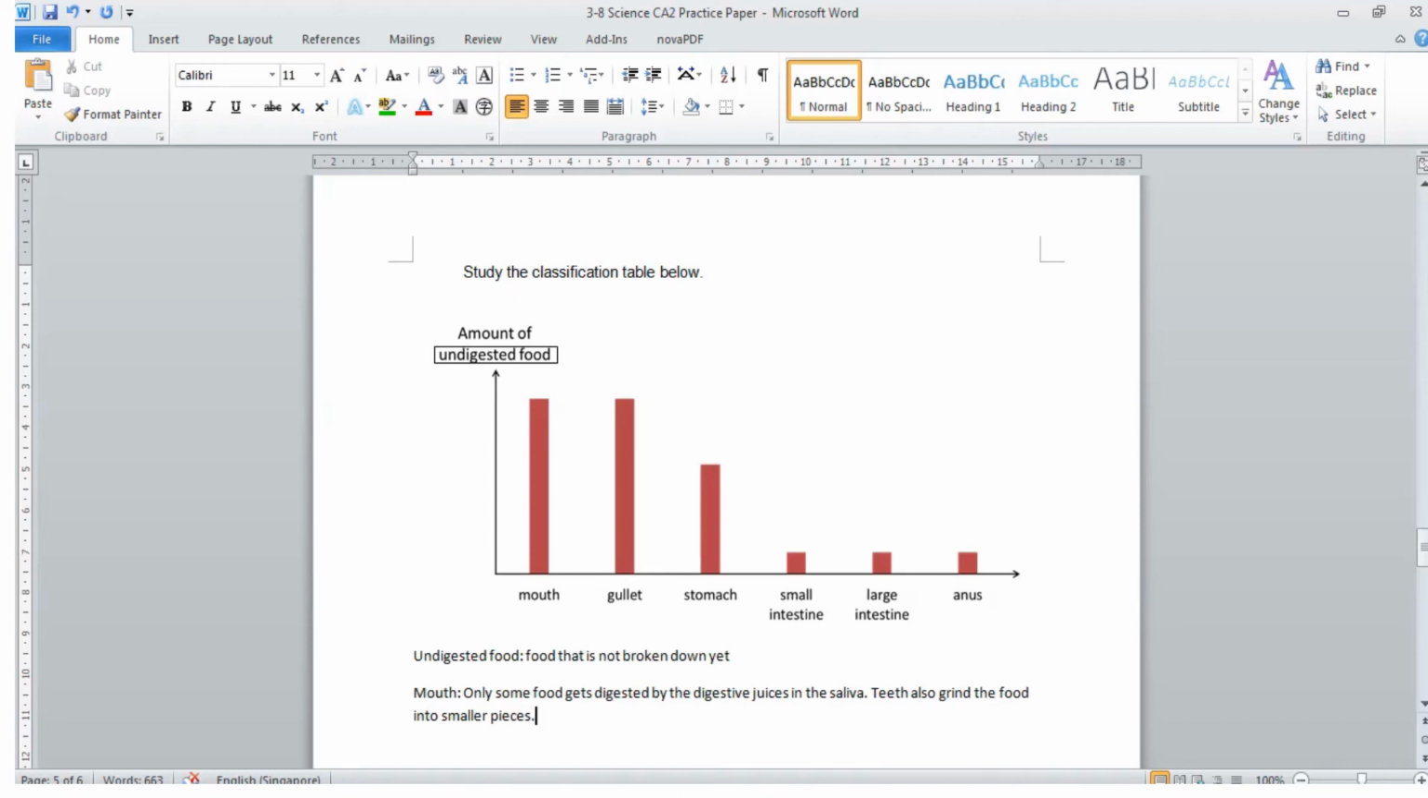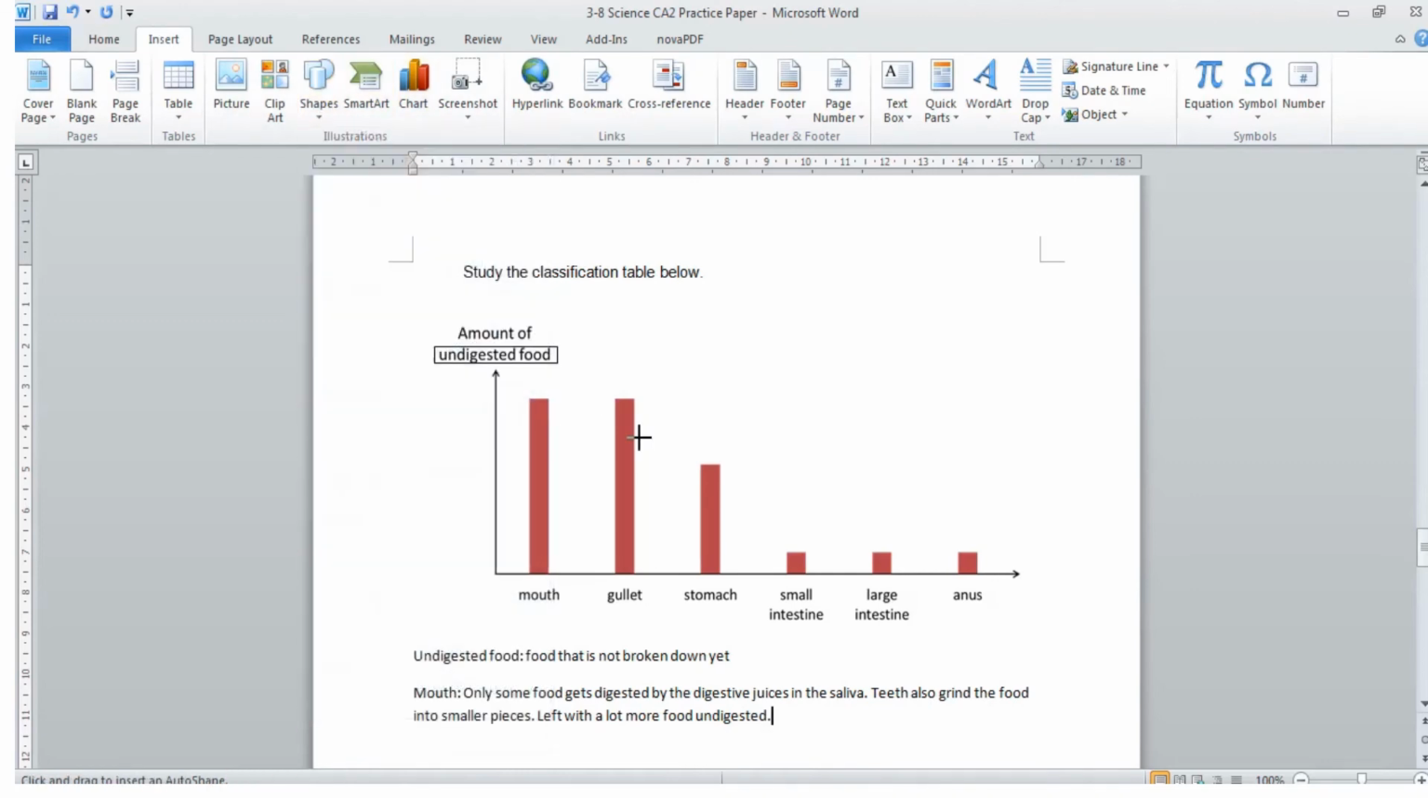We still have a lot of other parts of the food that is not yet digested. So we are still left with a lot more food undigested yet. Okay, so that's why we see a very high amount of undigested food here. Now, but I want you to notice something about the mouth and the gullet. What about the undigested food from the mouth and the gullet?